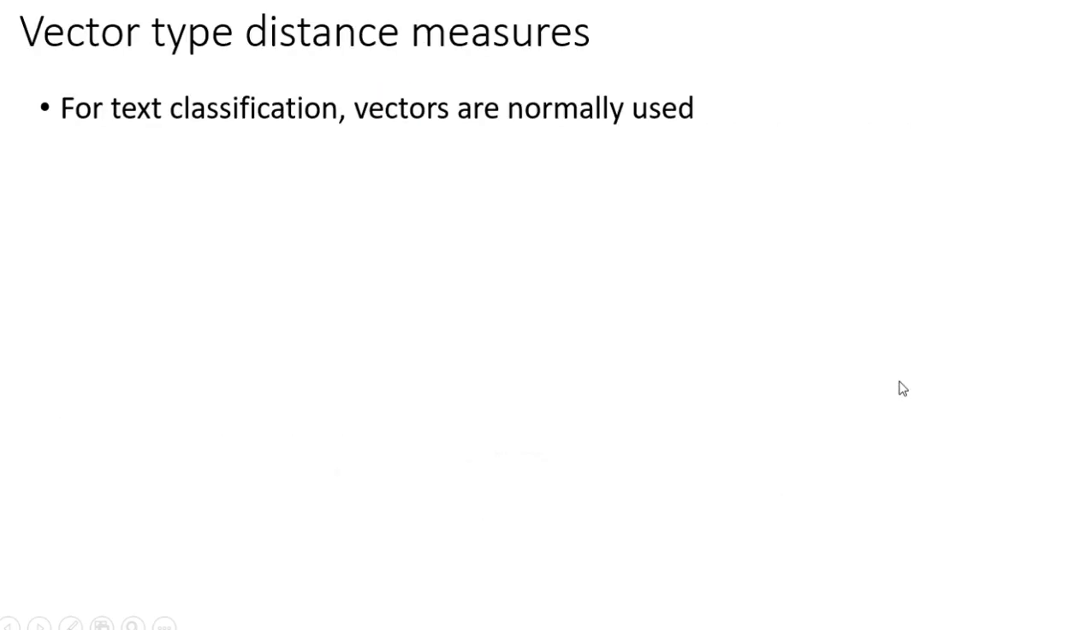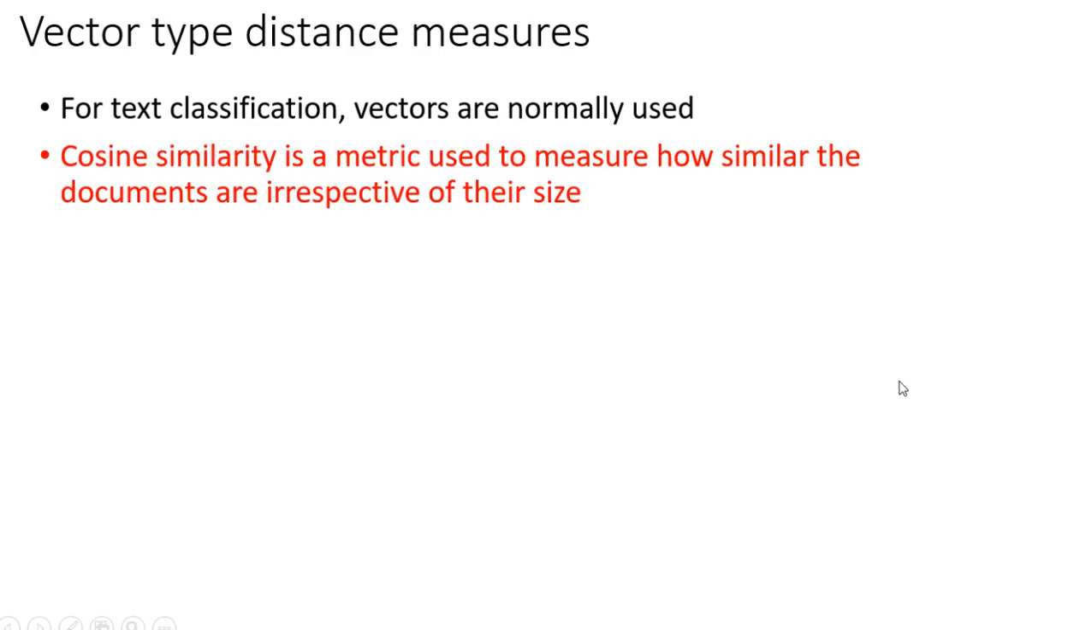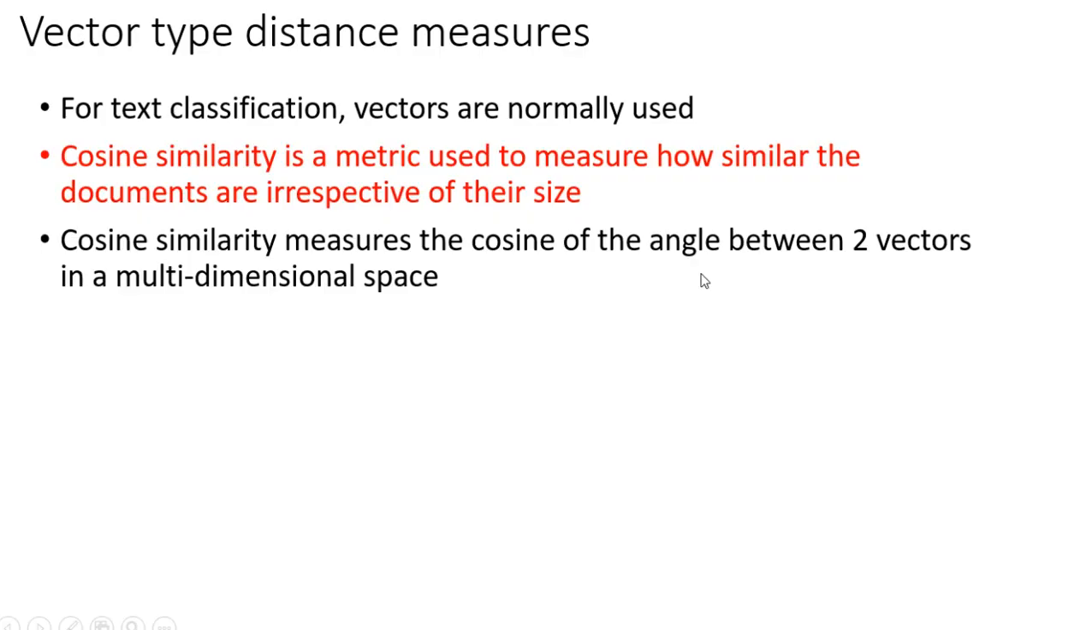There is one more called vector type distance measures. Vector type distance measure is very useful for text classification, where we use a very important metric which we call cosine similarity. It's a distance metric where we use this to find the similarity between documents. Let's say that I have two documents which have some kind of text. I want to find how many things are similar between two documents irrespective of the size. Then I can go for cosine similarity.